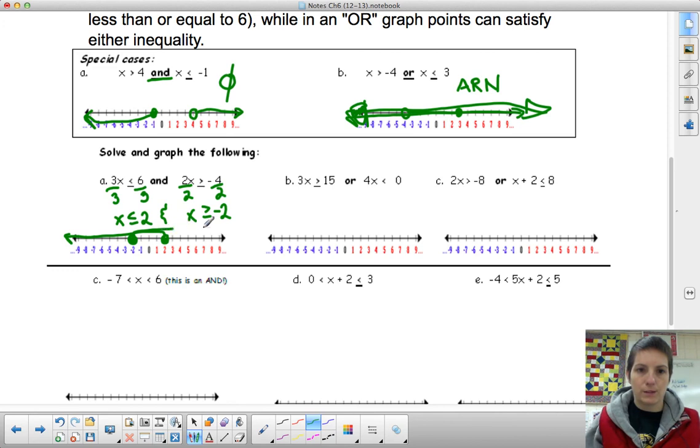Greater than or equal to -2 goes this way, which means that my solutions, where's the answer? It's in between here. Make sure you make it very obvious that you know where the answers that work are at. So darken that part in. Go ahead and try B and C. Make sure you're okay with this.